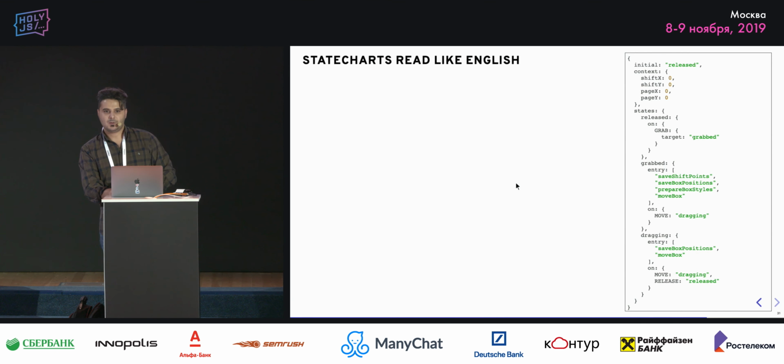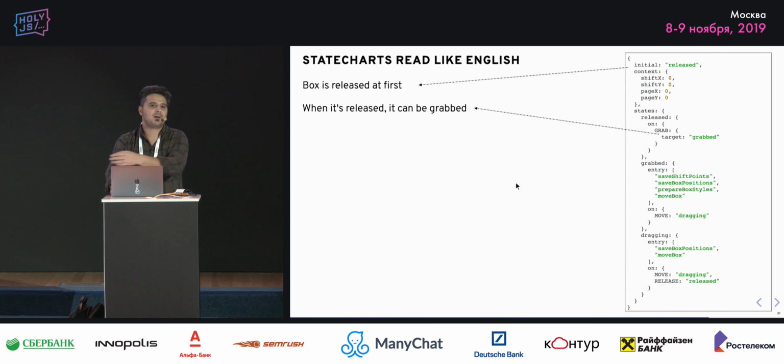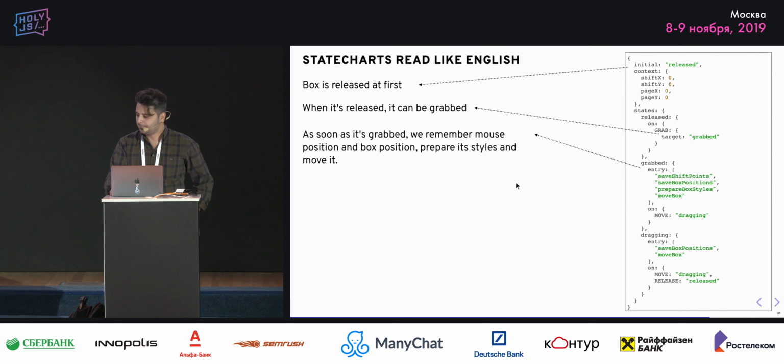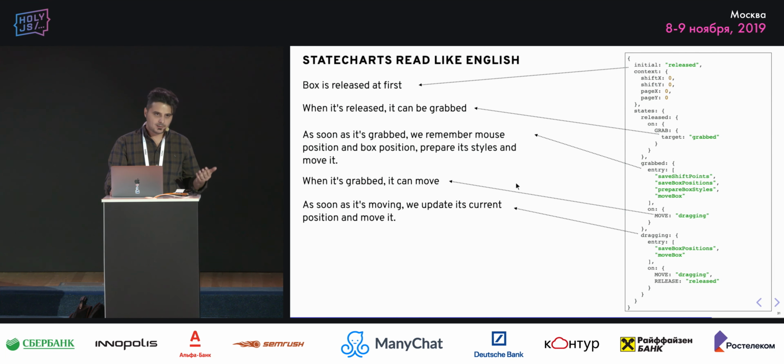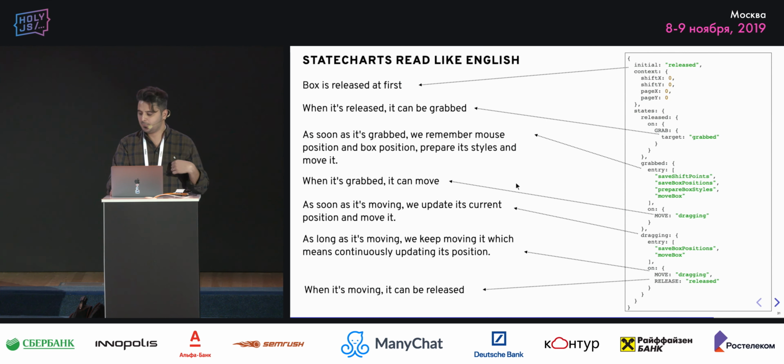One thing that is pretty cool with the statechart is that you can read the logic written in the statechart like English. You can say that the box is released at first. You can just pass it to the VoiceOver on Mac and let the narrator read it for you. And you can say that when it's released, it can be grabbed. And as soon as it's grabbed, remember the points. And then we can say that when it's grabbed, it can move. And as soon as it's moving, we update the box. And then when it's moving, it can be released. And when we release it, we keep it in place, and we're done with it.